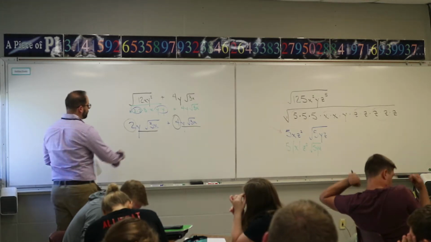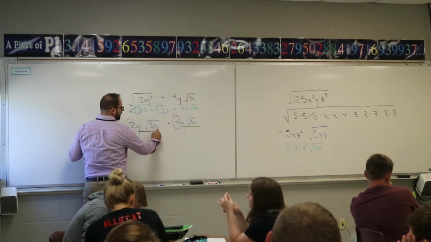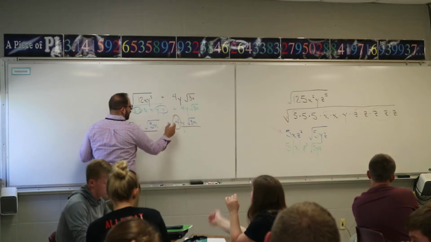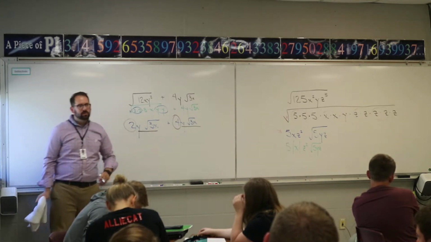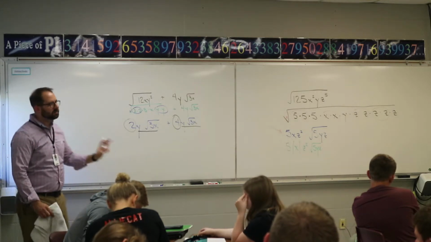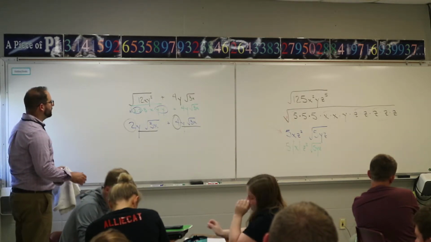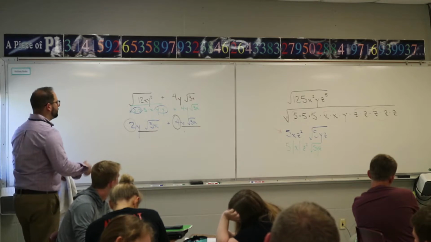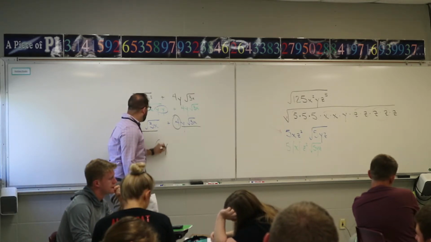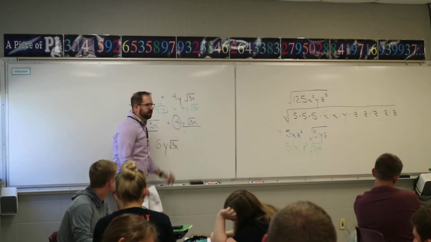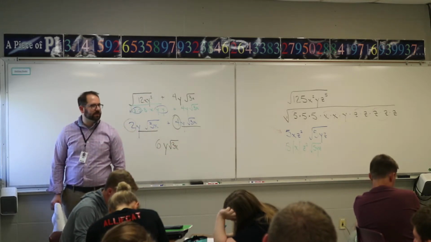So if there's multiple letters and multiple things inside the radical, they all have to match. And then all you do is add the numbers I circled, because those don't have to match at all. It can be positive, negative, fractions, decimals, it doesn't matter. But those numbers you have to add. So what's 2 plus 4? 6y square root 3x. That's your final answer.